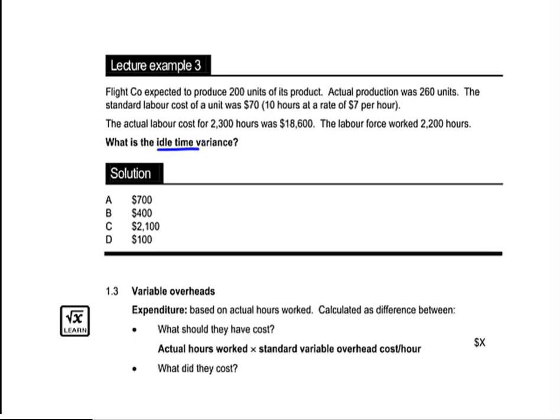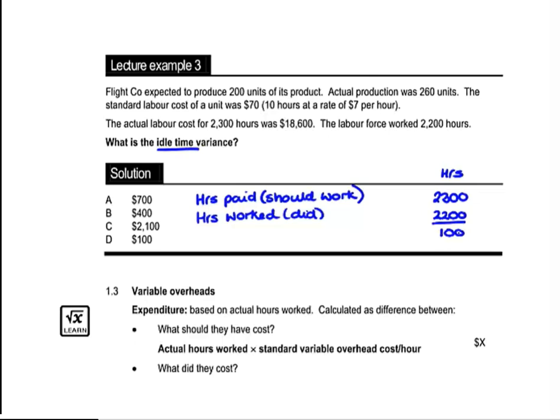For the idle time variance, we need to look at the difference between the hours paid, which, if you like, is the should work. So to relate this back to should and did, you'd expect people to work for the number of hours that they were paid, which was 2,300 hours. The hours worked, this is the hours that they did work, were 2,200. So we've got 100 hours of idle time, and we need to value that at the standard cost per labour hour, and the standard cost per labour hour is $7. So we end up with a variance of 700, and that's 700 adverse. So that's answer A.